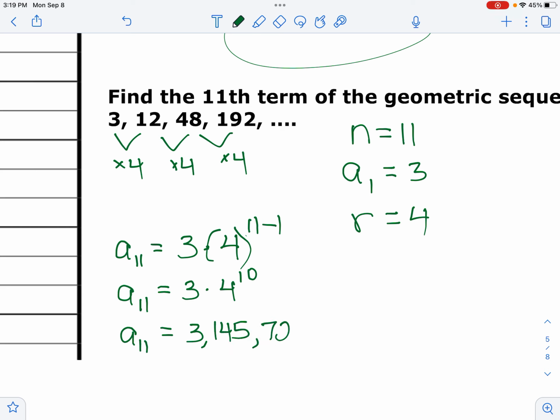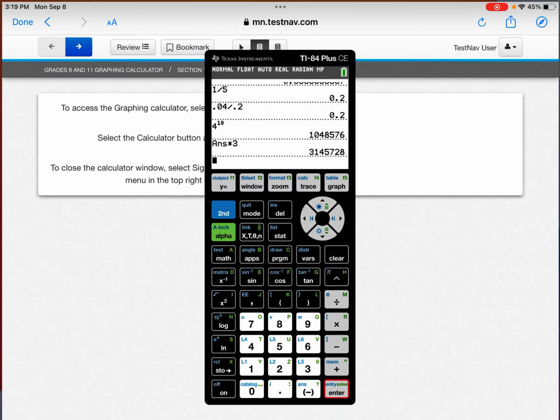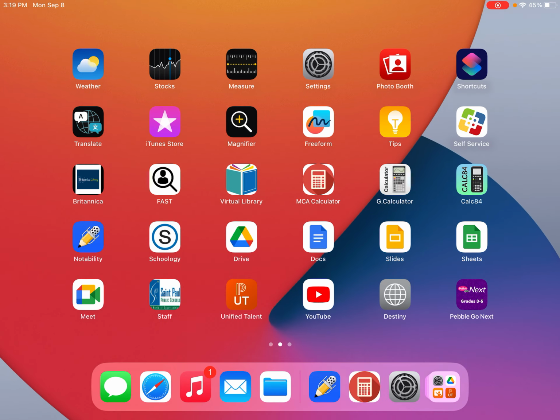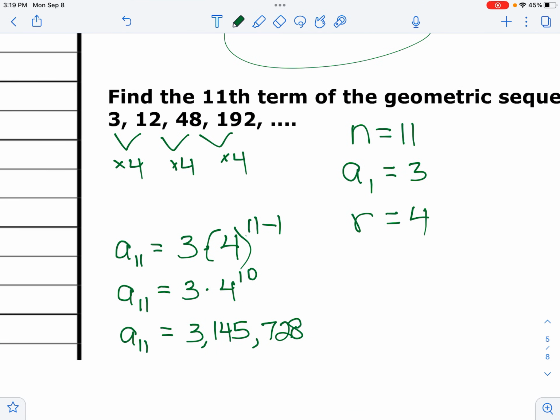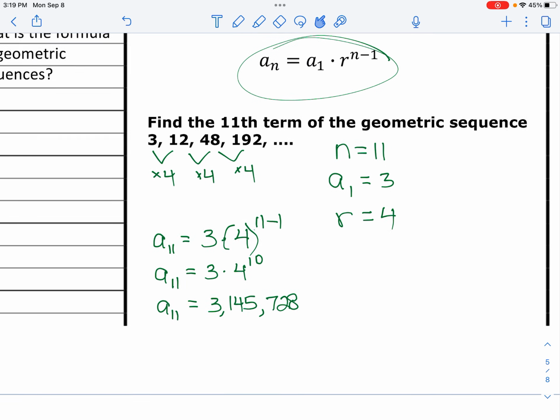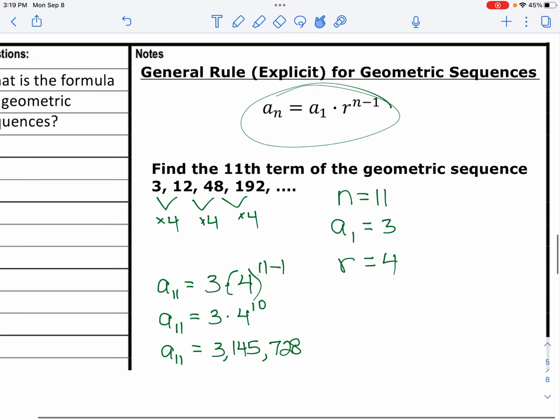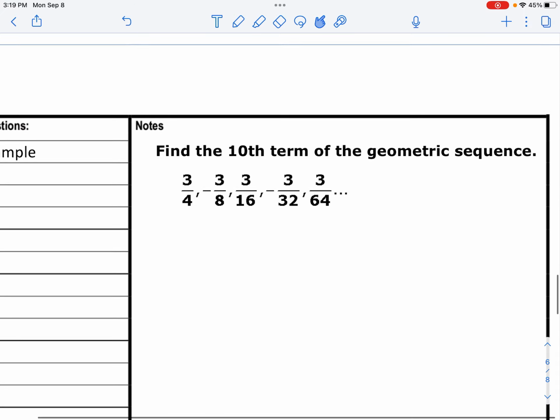I think it was 728. Let me just double check. Yeah. All right. So a big number, right? We're doing powers, so that's part of the reason why it gets pretty big pretty quickly. Okay. So that's how you use that explicit formula to help it go by a little bit faster.